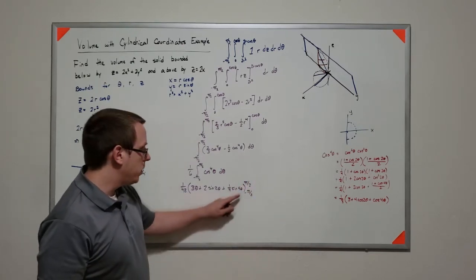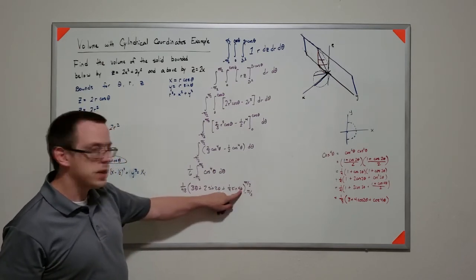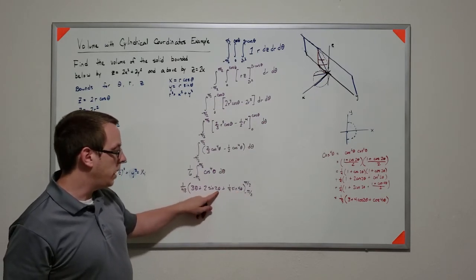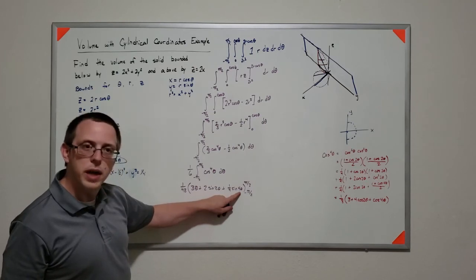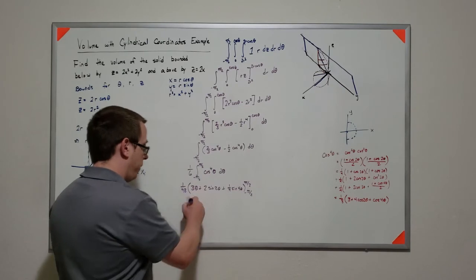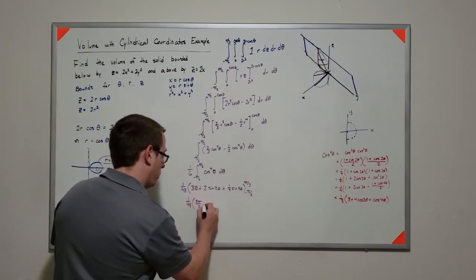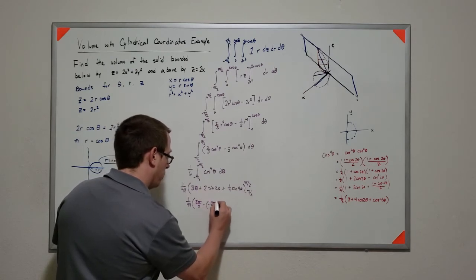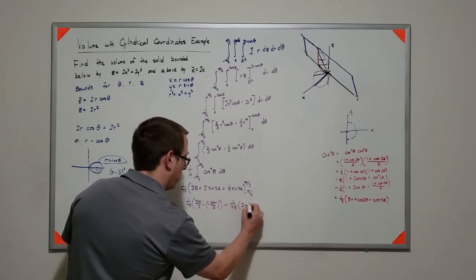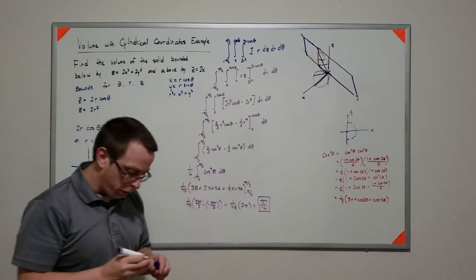Well, the nice part is when I plug in pi over 2 here, that's sine of pi, that's 0. That's sine of 2 pi, that's 0. When I plug in negative pi over 2, that's sine of negative pi, 0. Sine of negative 2 pi, that's 0. So these terms actually vanish. So what I have is 1/48 times 3 pi over 2 minus negative 3 pi over 2. So I have 1/48 times 3 pi, which is pi over 16. So that's a lot of work for pi over 16.